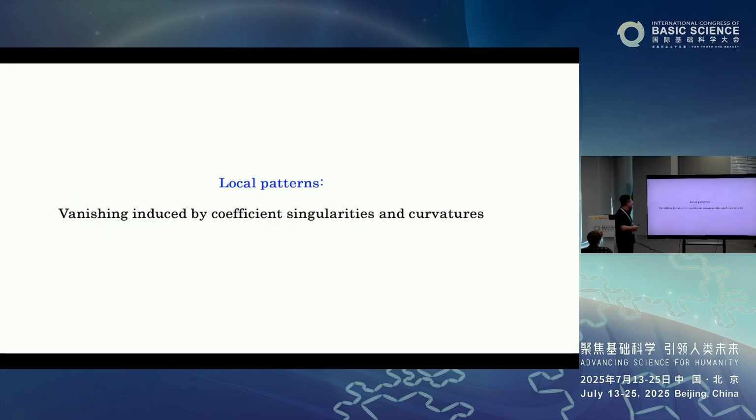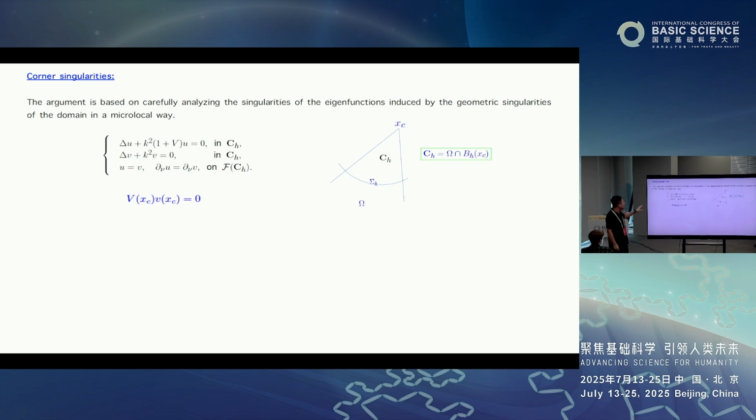All right. So now the first one is the local patterns. We call this the vanishing induced by the coefficient singularities and the curvatures. I'll give a very simple example here. Let's start with this simple coupled PDE: Laplace u plus k squared u equal to 0, and Laplace v plus k squared v equal to 0, in this corner. We have this transparent boundary condition, u equal to v and partial u equal to partial v, on these two linear varieties.